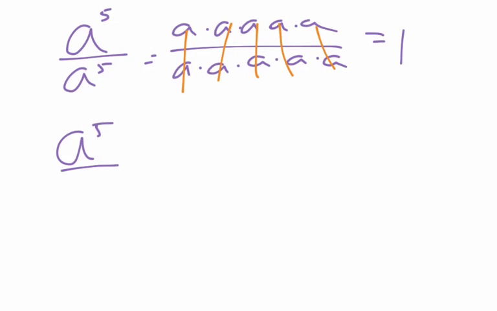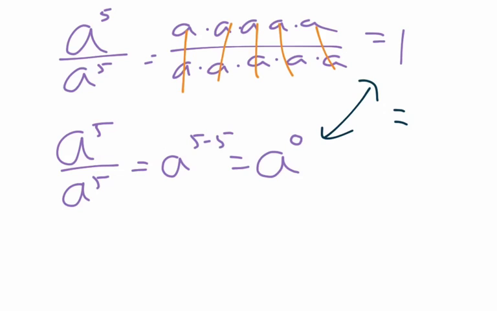But we also know that if we divide like bases, we can subtract exponents. And so this is actually the last little property, which is anything except 0, little disclaimer in there, raised to the 0 power is equal to 1.